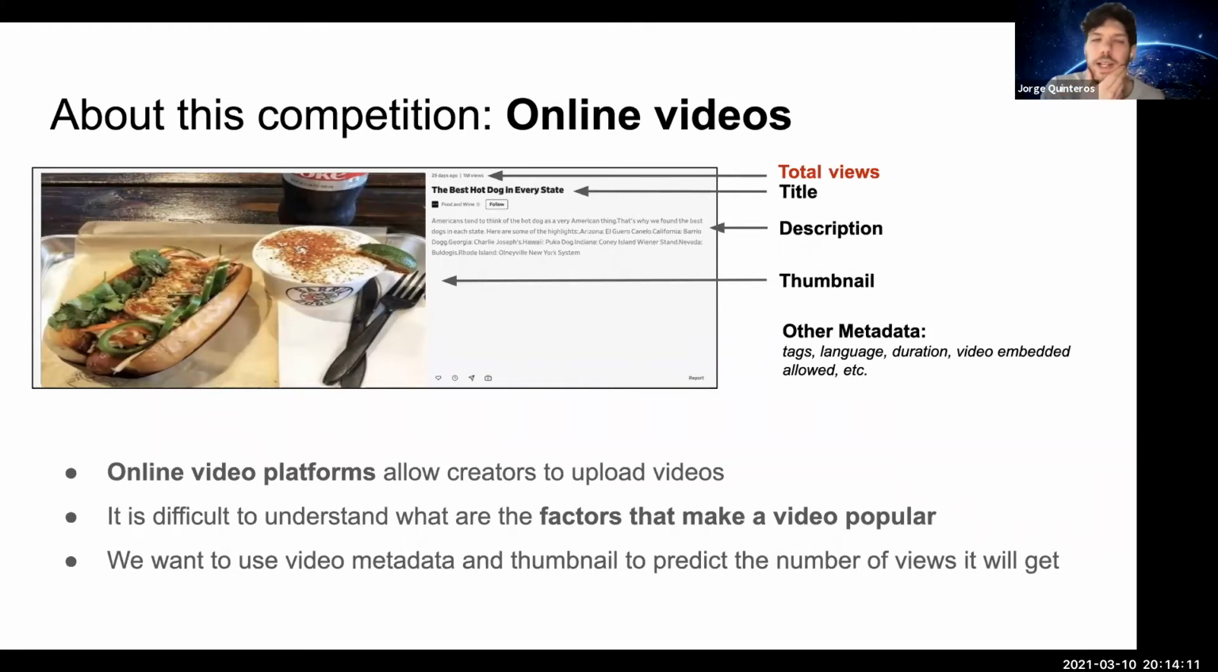So more specifically, what we want to do is predict the number of views a video can get in a certain amount of time. And how do we do that? We use data and metadata that the user can control, like the video title, the description, for example, if they use certain keywords, the thumbnail image, other metadata like duration, language, tags, etc.